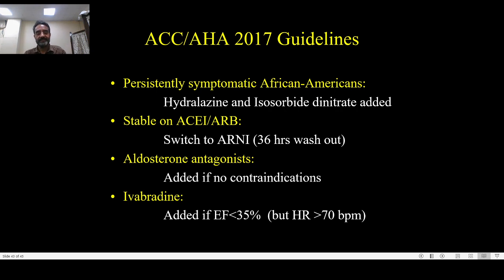Ivabradine is a drug which is an SCN channel blocker. It is added if ejection fraction is less than 35% but heart rate is more than 70 beats per minute. So ivabradine could be useful in those cases where symptomatic improvement is still not there. So this is the pharmacotherapy according to the latest American Heart Association guidelines.